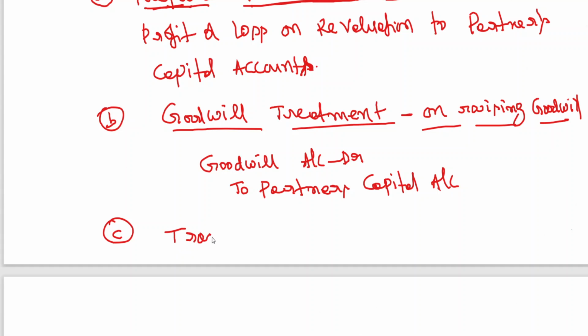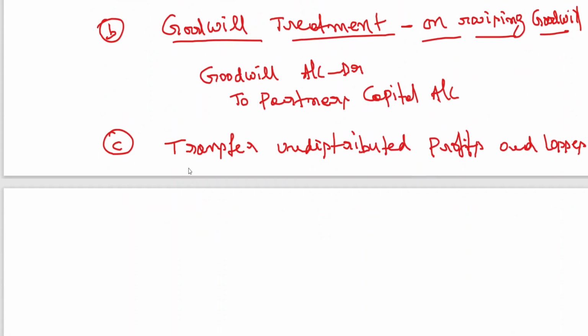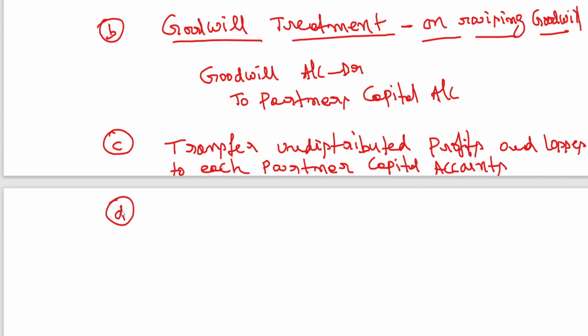Then transfer undistributed profits and losses to each partner's capital accounts. You know the undistributed profits mean general reserve fund, P&L account credit balance or P&L account debit balance. This is to be transferred to partners' capital account.